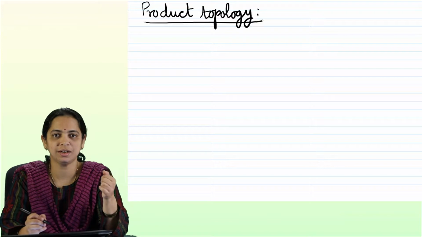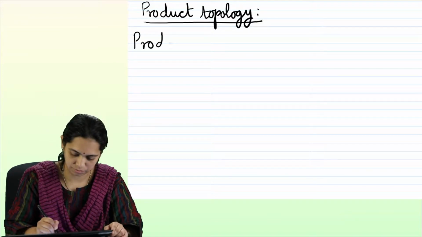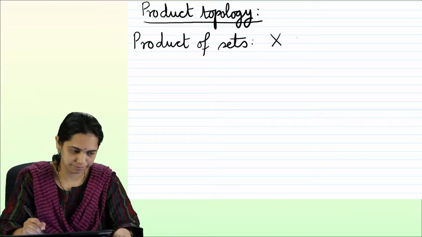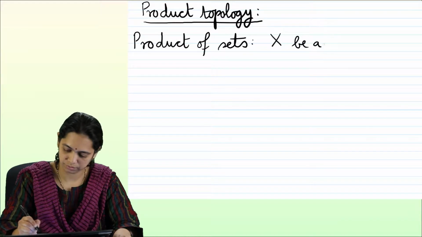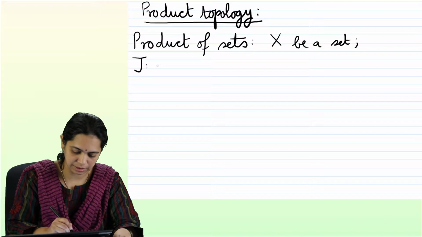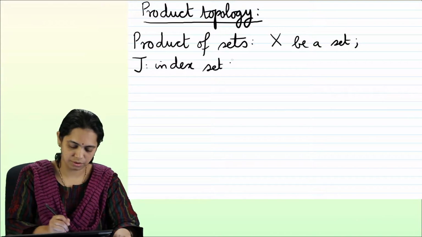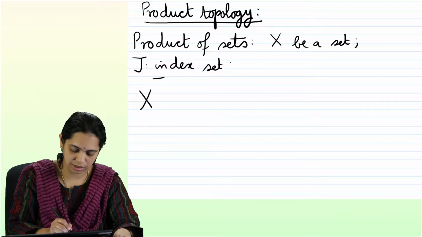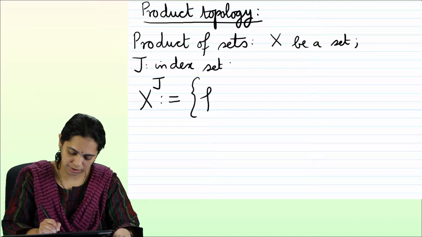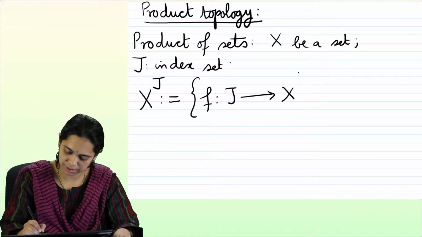So, before we move on to the actual definition of product topology, let us see what is meant by an arbitrary product of sets. So, let X be a set and let J be an index set. So, X to the J is by definition set of all functions from J to X.